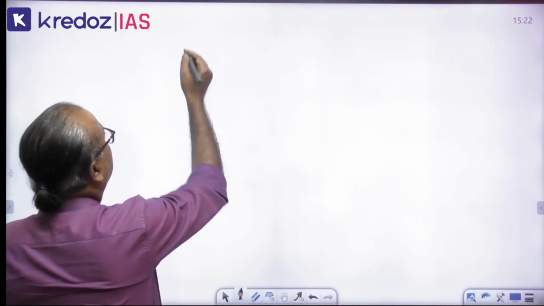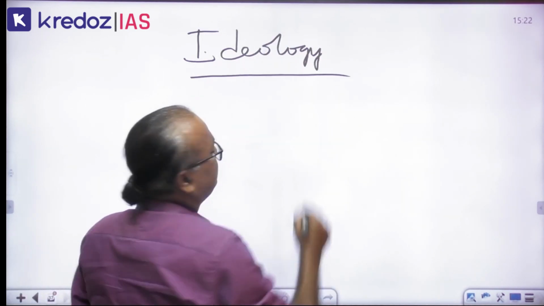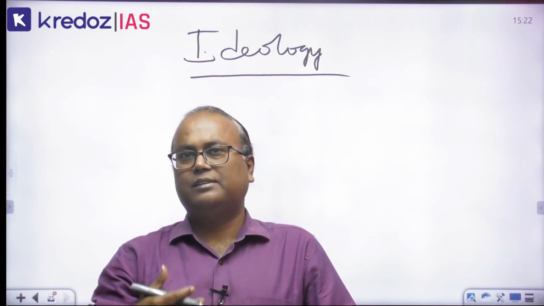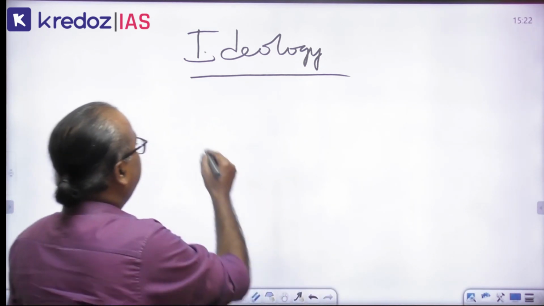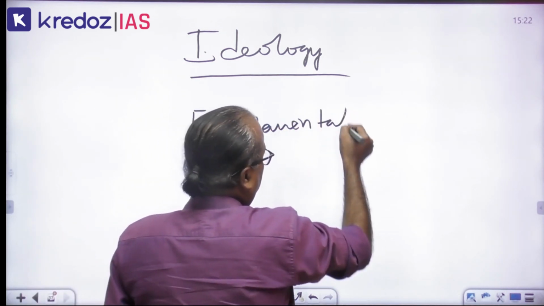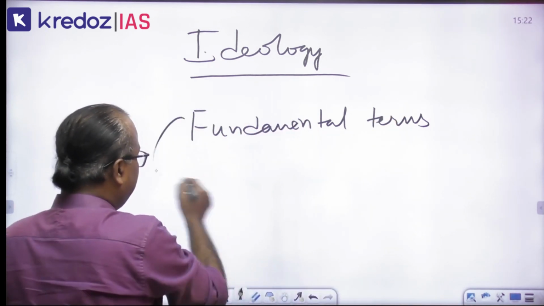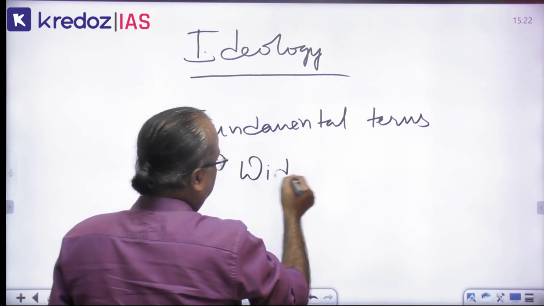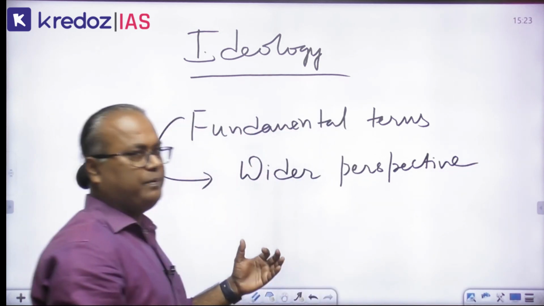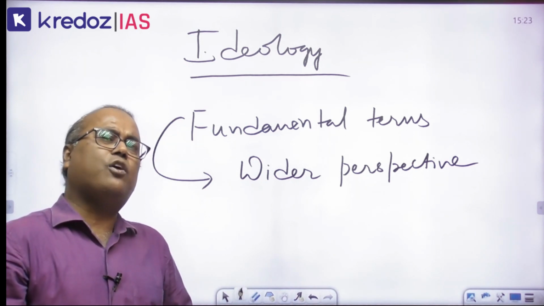Now last here, after authority, legitimacy and hegemony, we have ideology. Next you have to understand ideology, the different political ideologies. Now we are moving into a different section here. So ideology. At first, what are the fundamental terms here? Once you understand the fundamental terms, you have to understand it in the wider perspective.